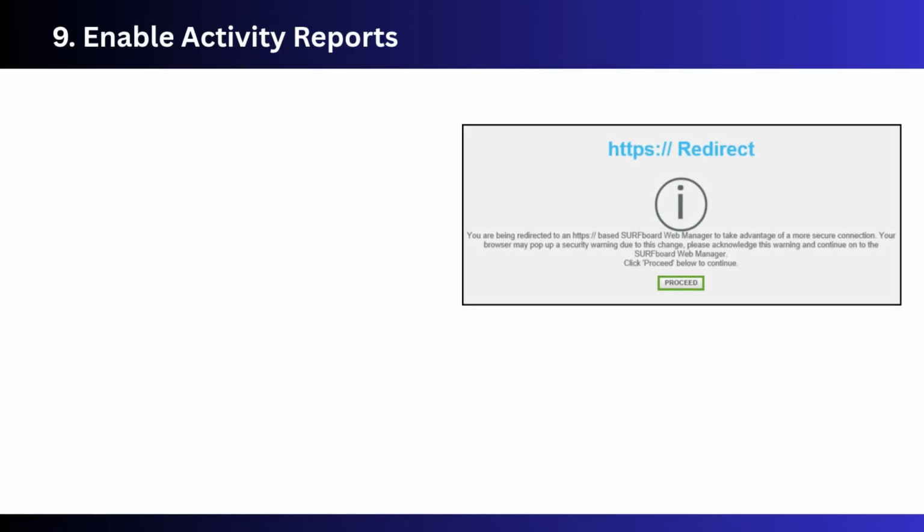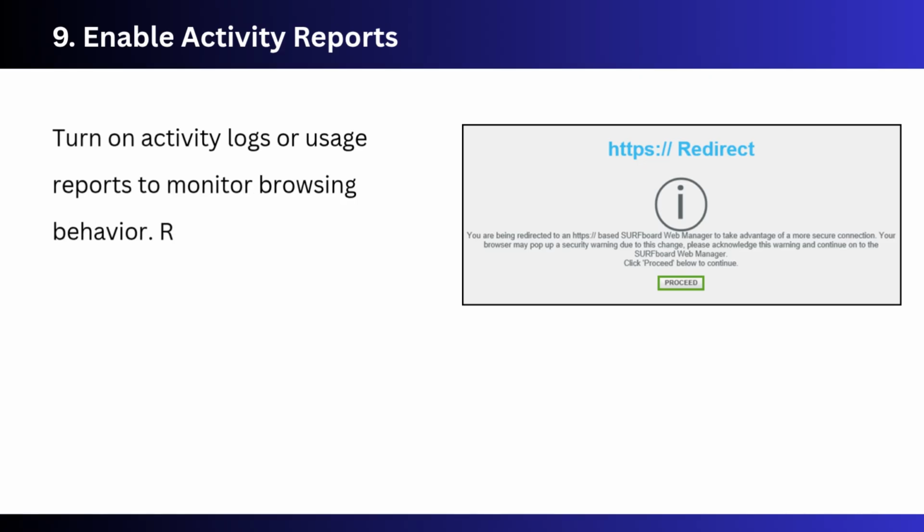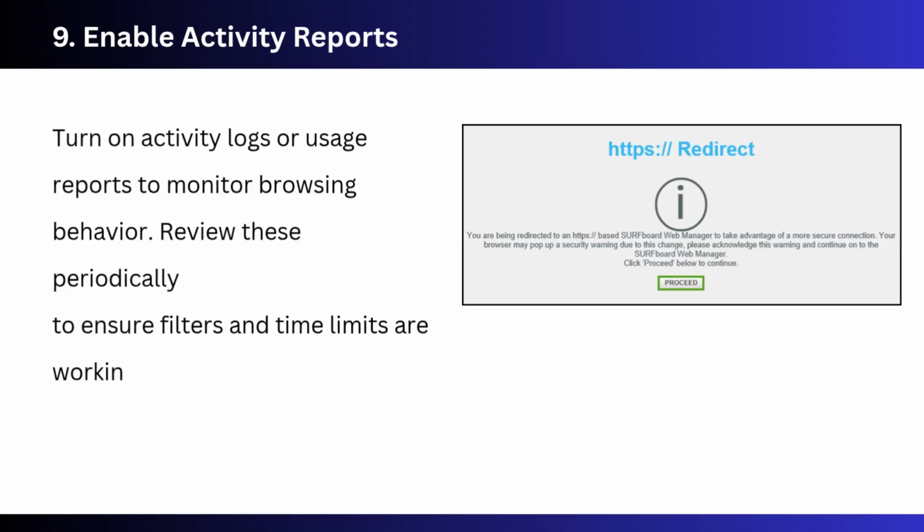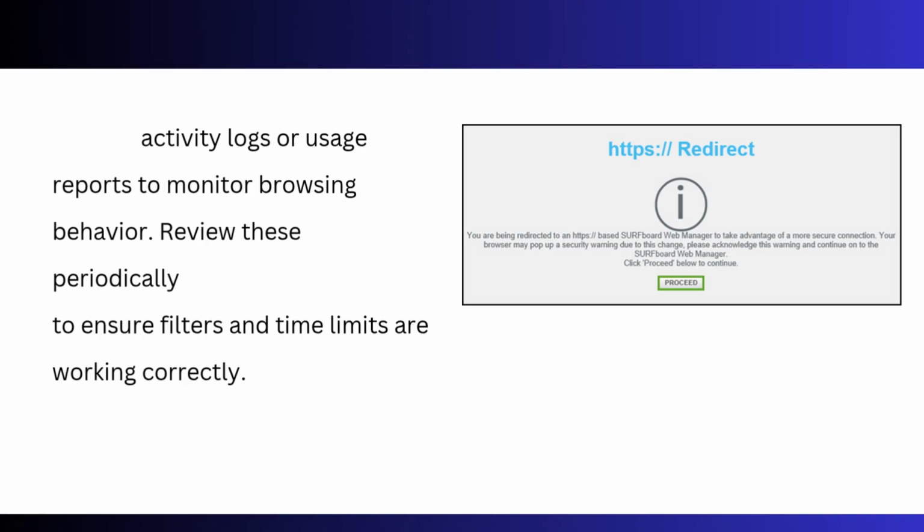9. Enable activity reports. Turn on activity logs or usage reports to monitor browsing behavior. Review these periodically to ensure filters and time limits are working correctly.